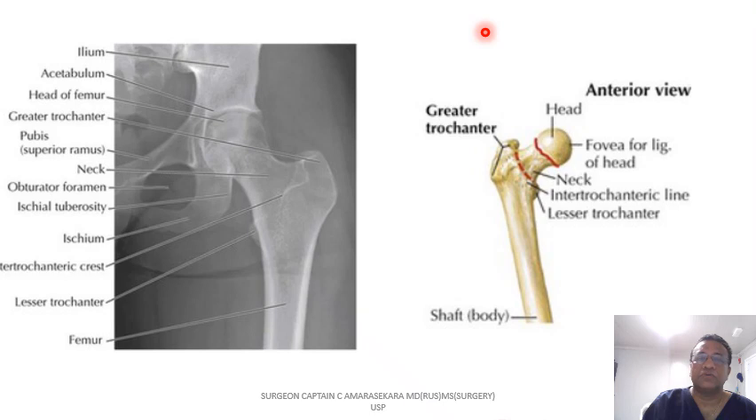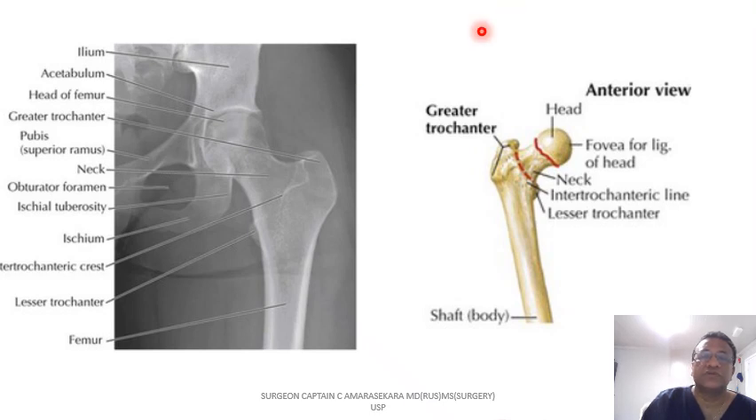So now we focus on the femur. This is the femoral head, it fits snugly into the acetabulum, and just beneath it lies the neck of the femur. This is your neck of the femur. This is a common site for fractures, especially in the elderly population. The other important point is the fovea. Here you can see the fovea. This is the place for the attachment of the ligament which stabilizes the joint.